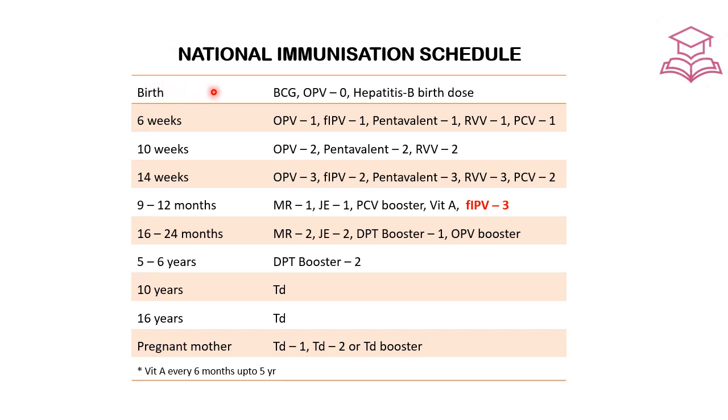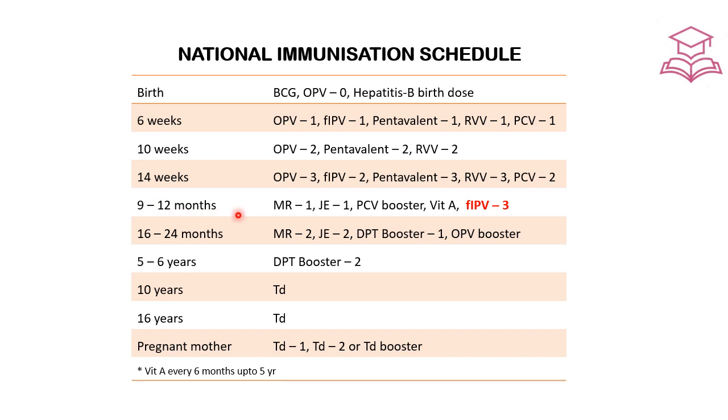At birth, we have BCG, OPV 0 dose and hepatitis B birth dose. At 6, 10 and 14 weeks, we have the same combination of vaccines: OPV, pentavalent and rotavirus 1, 2 and 3. And at 6 and 14 weeks, we have fractional IPV and pneumococcal vaccine 1 and 2.